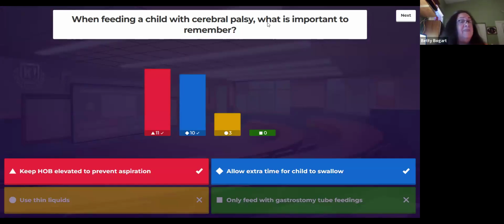You would actually thicken fluids or liquids on this child. They're easier to tolerate than thin ones. And you don't have to just feed them gastrostomy tubes. You try to feed them food if you can. Give them that oral pleasure, that taste.